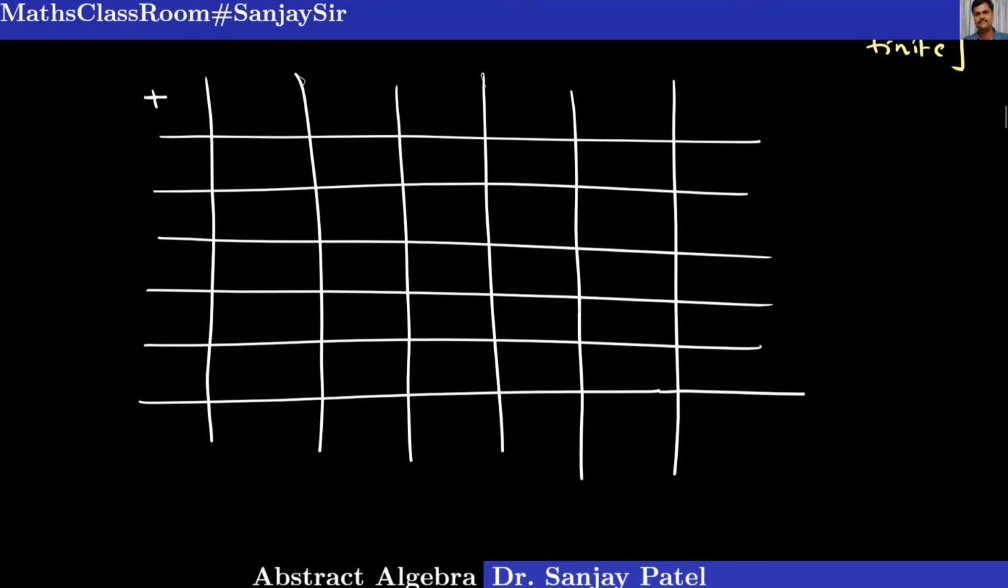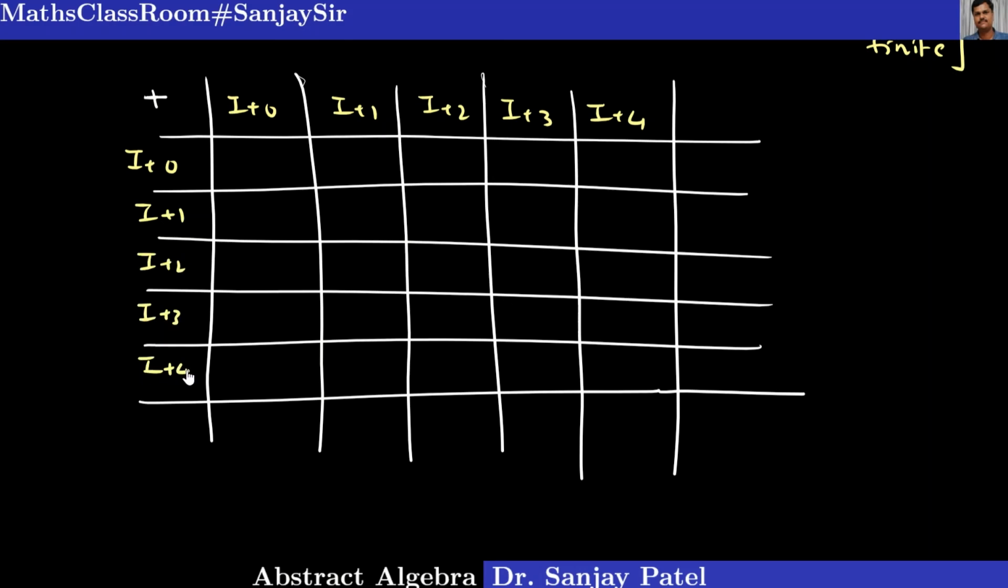And here I will be writing the elements, say I plus 0, I plus 1. I will not write the square bracket for simplicity. I plus 2, I plus 3, I plus 4. And here you can write I plus 0 again, I plus 1, I plus 2, I plus 3, and I plus 4. Okay. Then add all these cosets using the definition of sum of cosets. So I plus 0 is I plus 0.